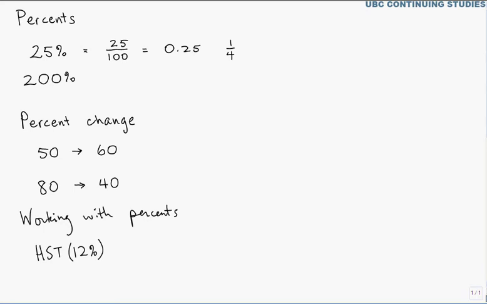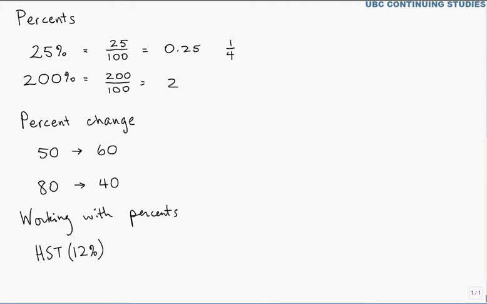200%, what does that mean? Well, it's again just 200 over 100, which is simply the integer 2. So in other words, doubling. Right? If I have 200% of what I had last year, I've doubled whatever it is I have.